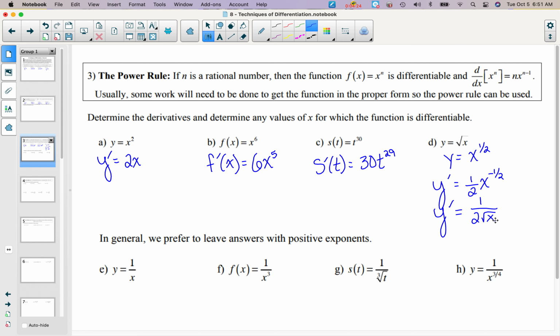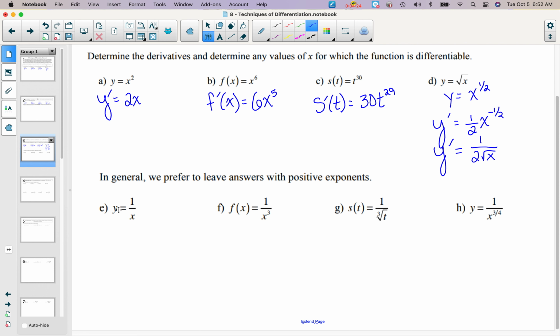Or it's differentiable for values of x greater than 0 because we can't take the square root of a negative. Well, this actually would be greater than or equal to 0 for the domain. But here, because it's in the denominator now, it would not be differentiable at 0 because the domain does not include 0.